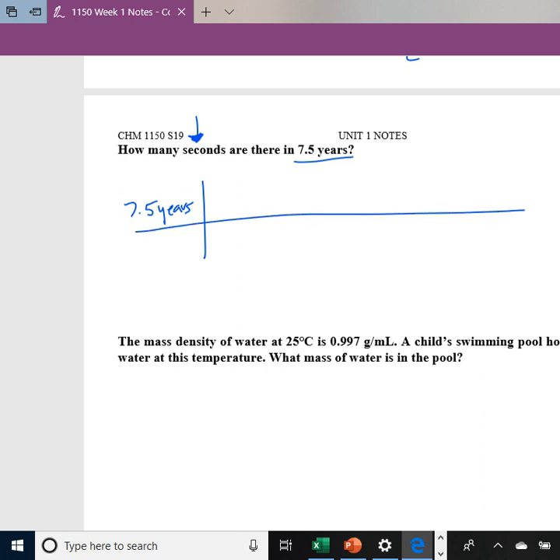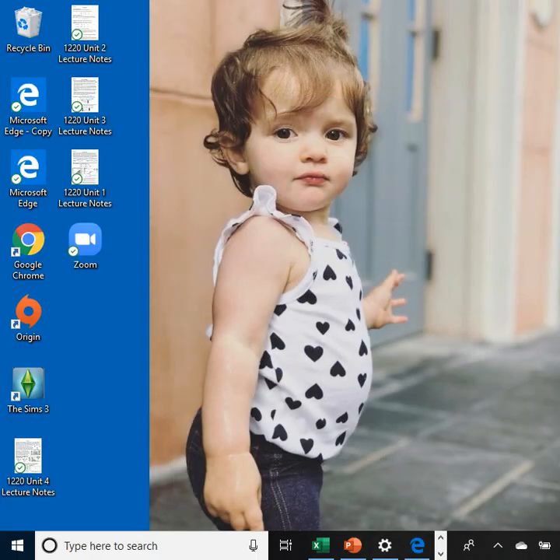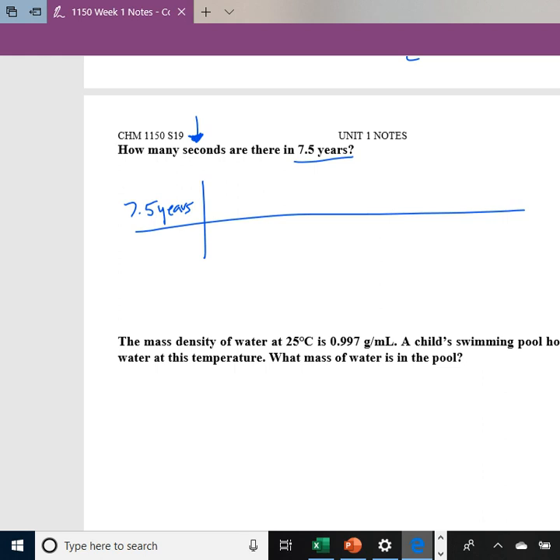So this is what I like to call a T-chart. So I start with 7.5 years. So my next conversion will be years towards seconds. So what might be the next conversion that I can use? Off the top of my head, I don't know how many seconds are in a year. That's probably not information that we usually carry around, but I do know that there are 365 days in 1 year.